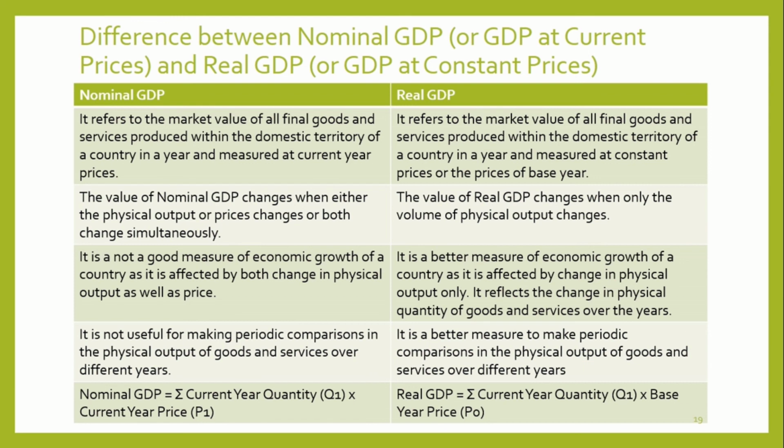Nominal GDP is not useful for making periodic comparison in the physical output of goods and services over different years, whereas real GDP is a better measure to make periodic comparison in the physical output of goods and services over different years.